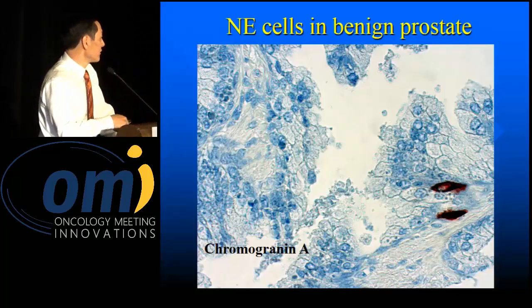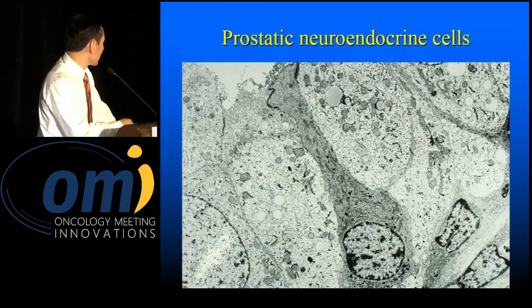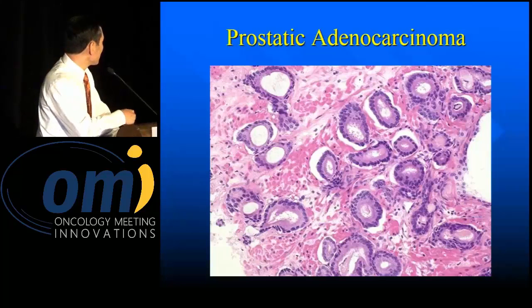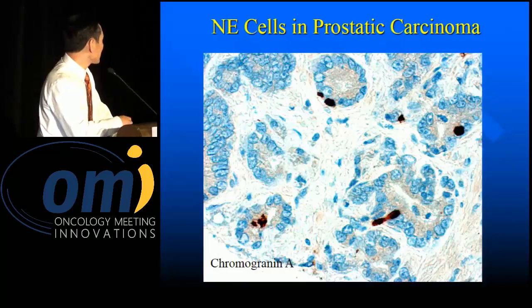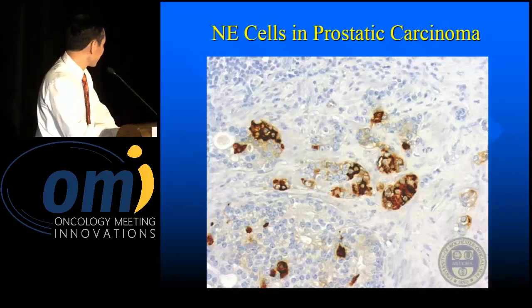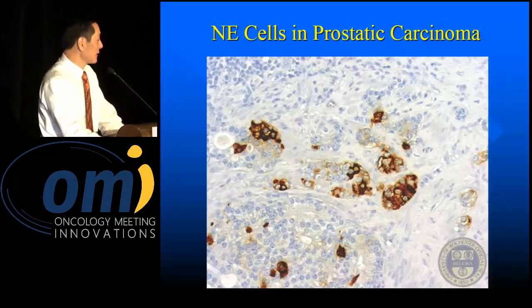They cannot be visualized on routine H&E sections, but if you do immunohistochemistry using a marker of neuroendocrine differentiation, you will see them. You can also detect them by electron microscopy. Once you have prostate adenocarcinoma, you have malignant proliferation of luminal cells and loss of basal cells. But every single case of prostate adenocarcinoma also has these scattered rare neuroendocrine cells. And in some cases, the neuroendocrine cells can be quite abundant. They form these clusters.